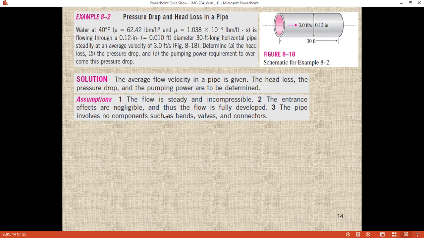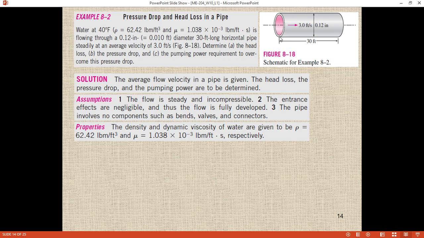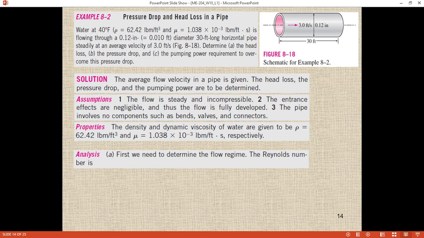The pipe involves no components such as bends, valves, and connectors, so we are just considering straight pipes. Here are the properties which are given. Now the analysis. First we need to determine the flow regime, that is, whether the flow is laminar or turbulent. To determine that, the first step is to find the Reynolds number.